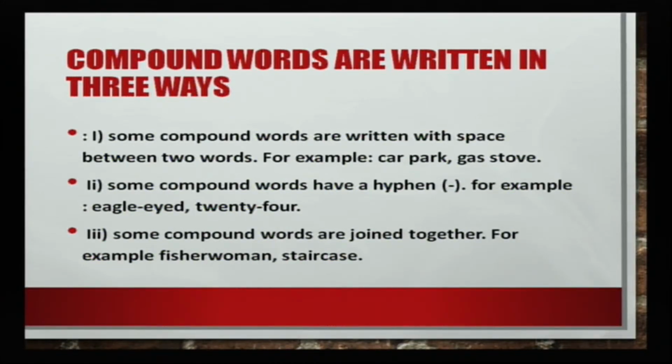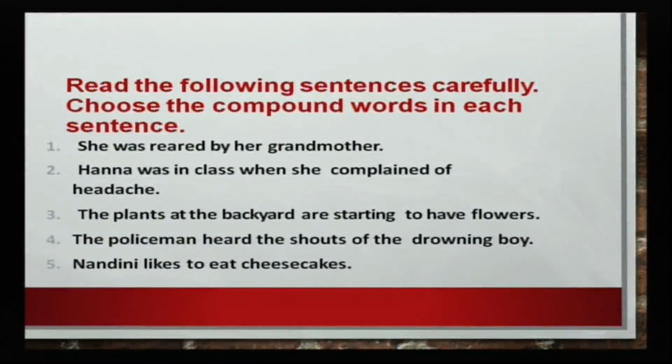Now, compound words are written in three different ways. Some compound words are written with a space between the two words. Say for example, you have the word car park and you have gas stove. So, they are written as two separate words only, while some compound words are joined together with a hyphen. Say for example, you saw the word eagle-eyed in the lesson and the word 24. Some other compound words are joined together completely. Say for example, you saw the word fisherwoman in the lesson and the word staircase. So, three different types of compound words that you have.